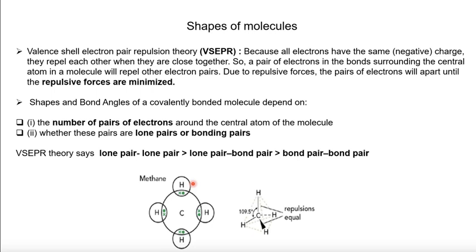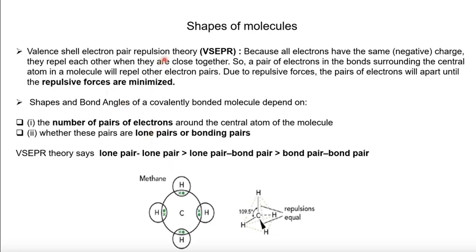You know, pairs of electrons are negatively charged, and therefore they will repel each other. Once we get the pairs of electrons, they will have to be apart from each other so that the repulsive force is minimized. Once the repulsive force is minimized, we can predict or draw the shapes of the molecules.